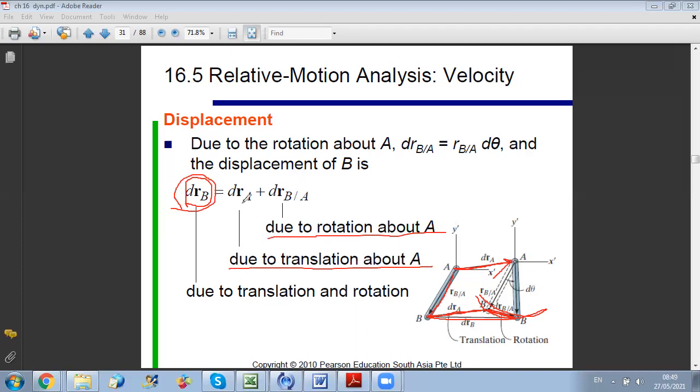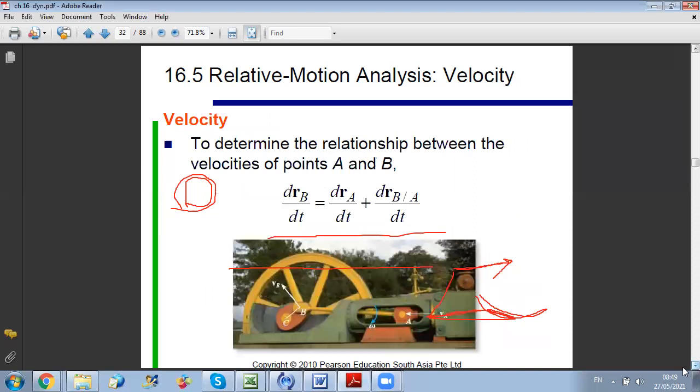Now, if I derive with respect to time, I will obtain the following.